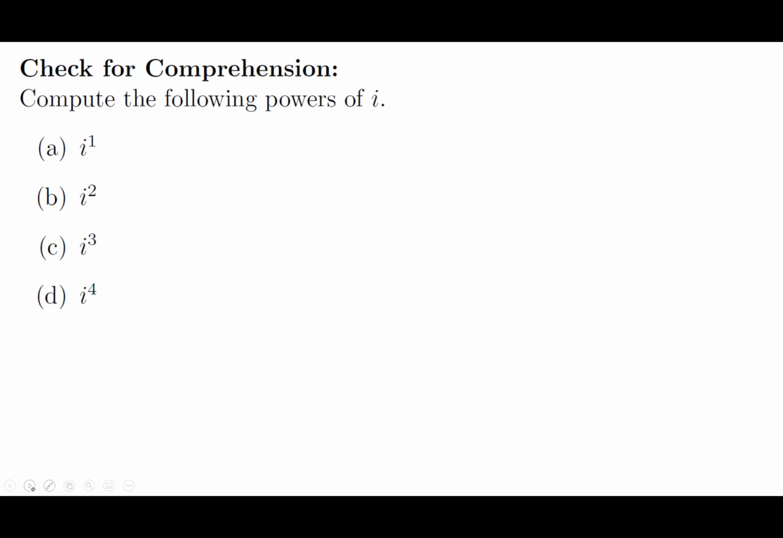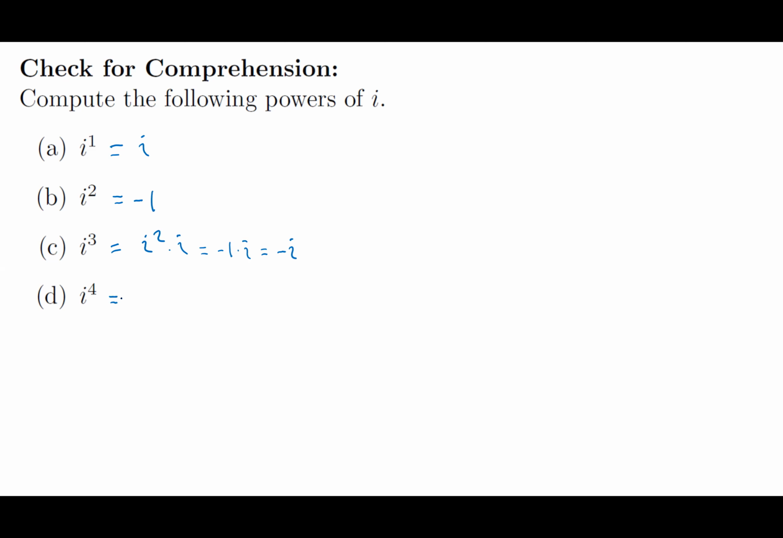We're going to compute some powers of i. i to the first, of course, is just i. i squared, well, remember, i is the square root of -1. So if I square the square root, I'm left with -1. And then i cubed. Watch what I'm going to do with i cubed. I'm going to call that i squared times i. We know i squared is -1, and so i cubed is just -i.